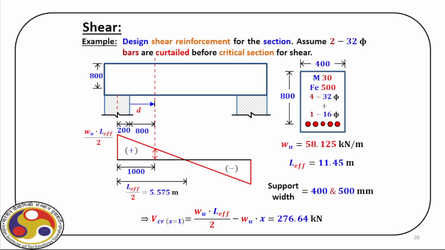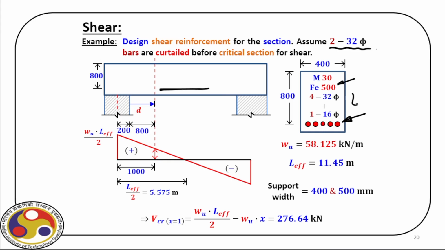Now let us take a different example. In this case, as you can see, we have to design this shear reinforcement. For the section, we assume two 32 phi bars are curtailed before the critical section. So this is the critical section. We have longitudinal bars here, and sometimes they are bent up, sometimes they are curtailed. So some of the bars are curtailed, as you can see. In the tension zone, what we have here is 4 32 phi plus 1 16 phi. And again, it is made of M30 concrete and Fe 500 steel.